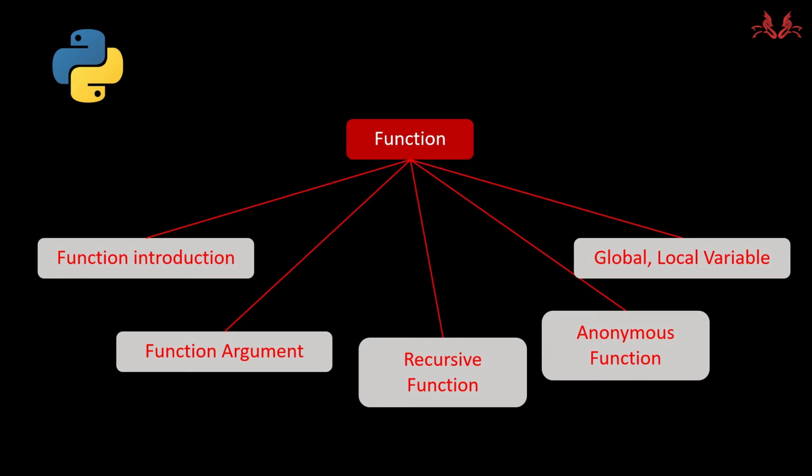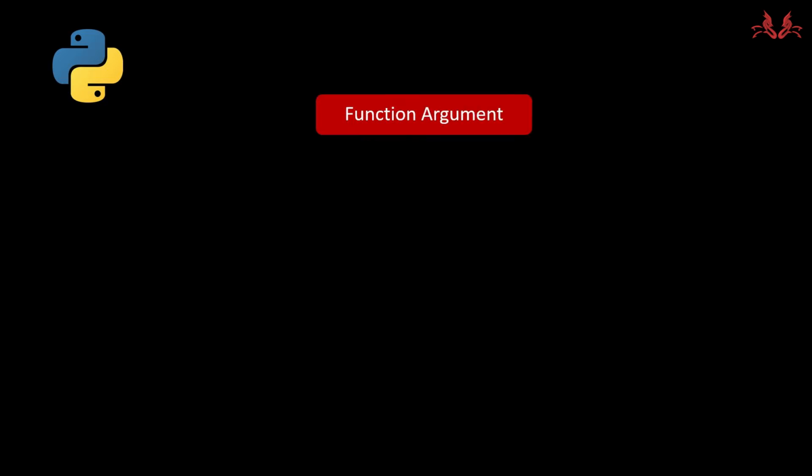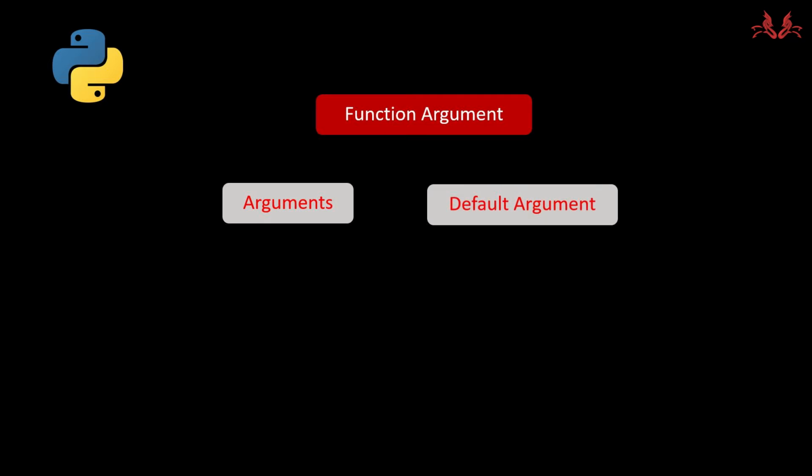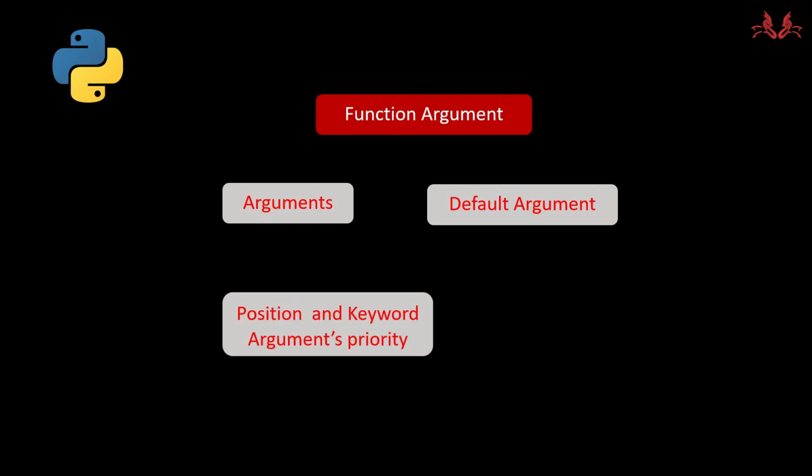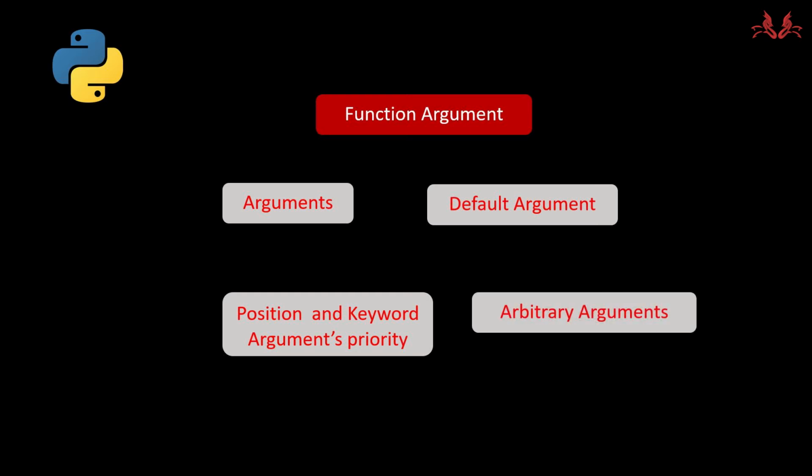In the last video we talked about function introduction, and today we are going to talk about function arguments. At first, let's take a look at the details in function arguments today. We are going to talk about arguments, default arguments, position and keyword arguments priority, and arbitrary arguments.